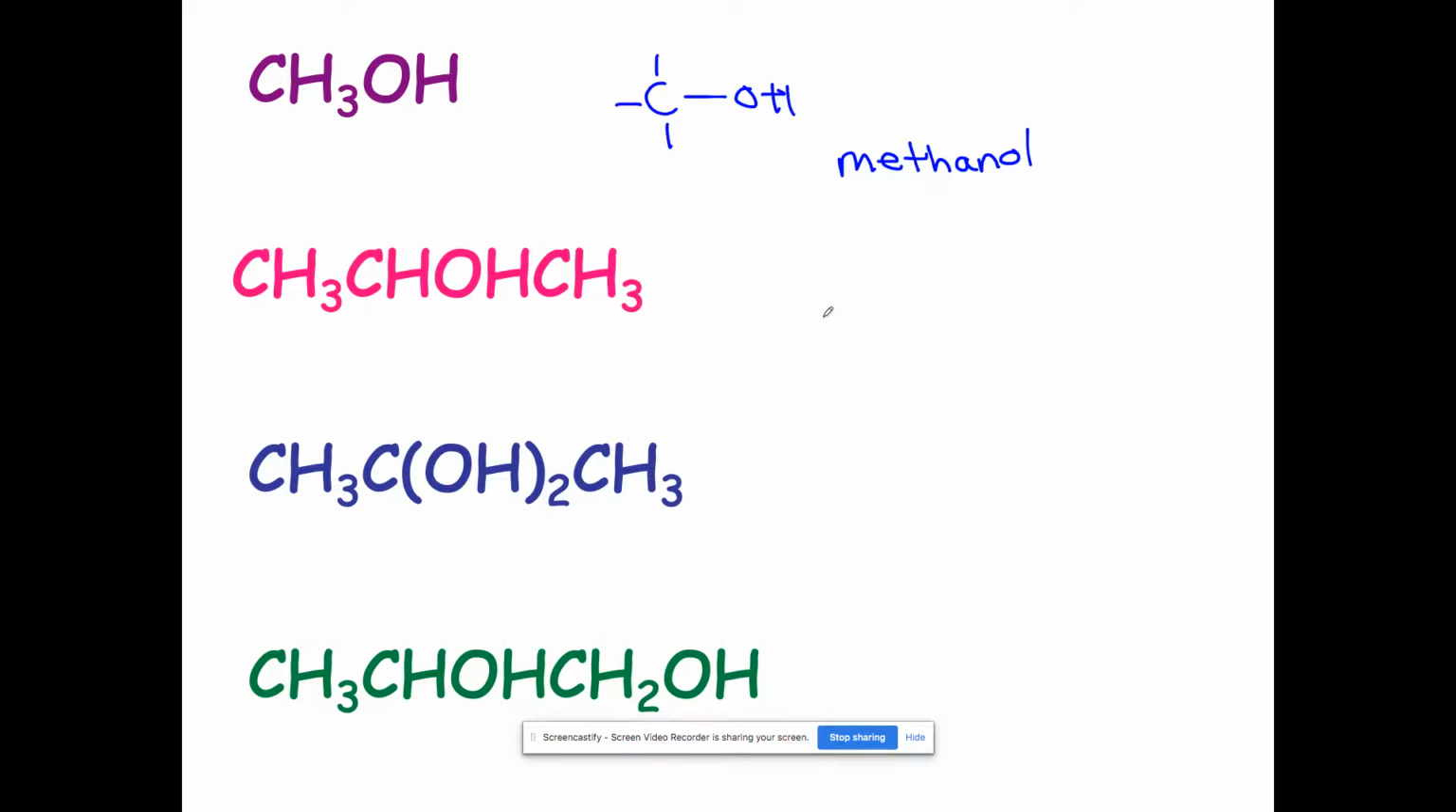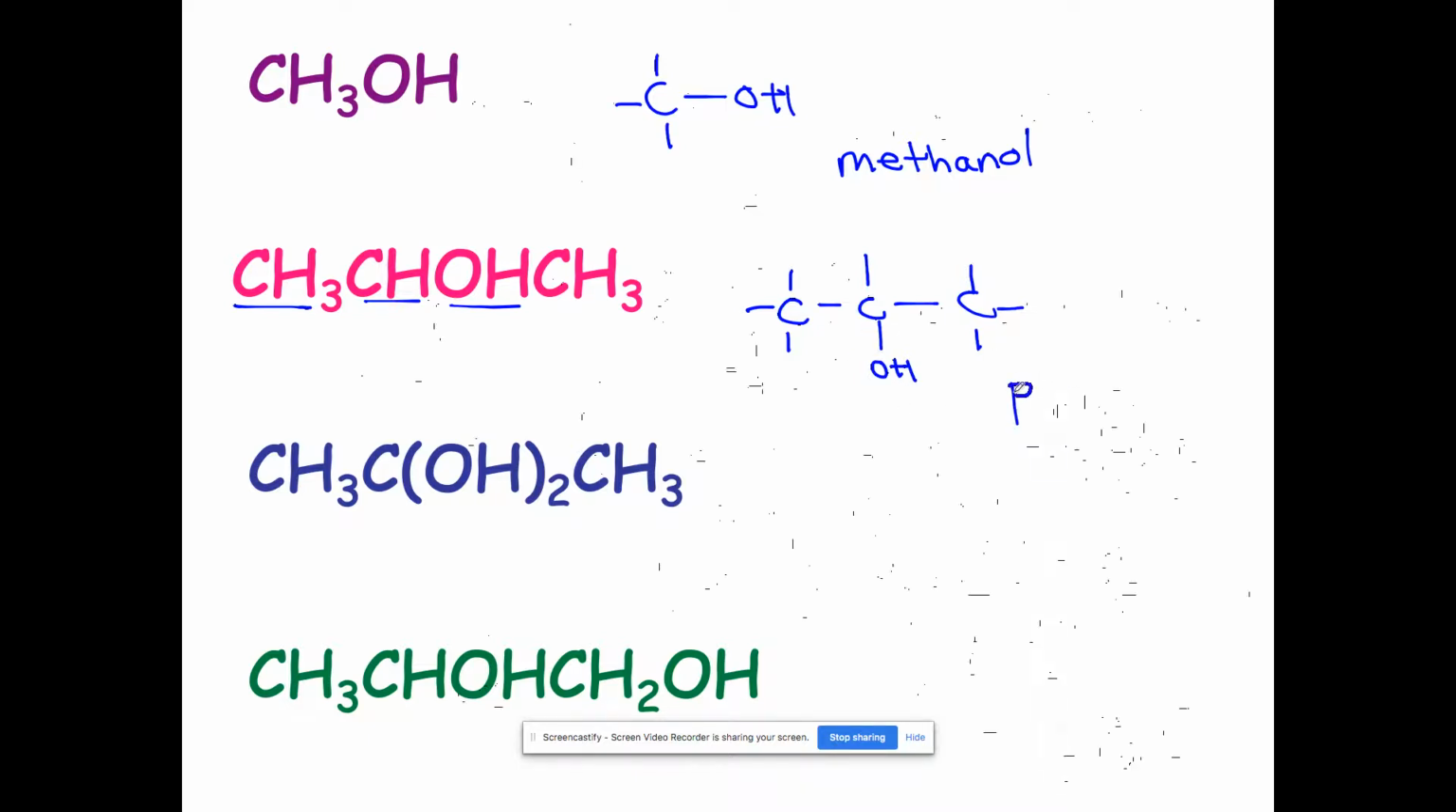CH3, CH, CH3. Ugh, here we go. CH3. Check. CH. Check. OH. Check. CH3. Now, what if you put OH here and the CH3 here? That's fine. The parent chain can bend. 1, 2, 3 across. Meth, eth, prop. Not propane. Now we are an alcohol. This is called propanol.